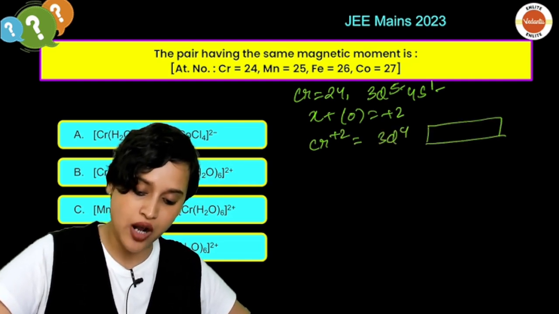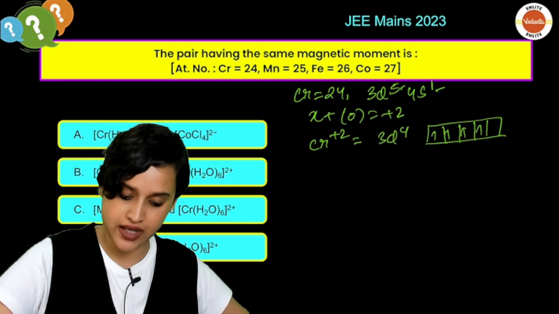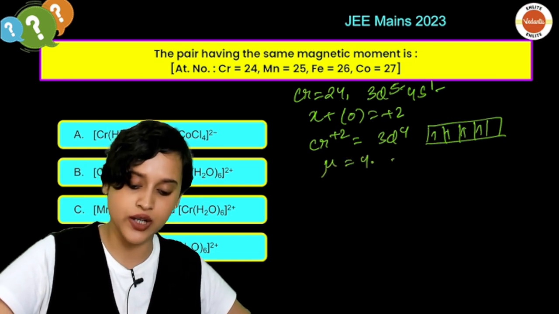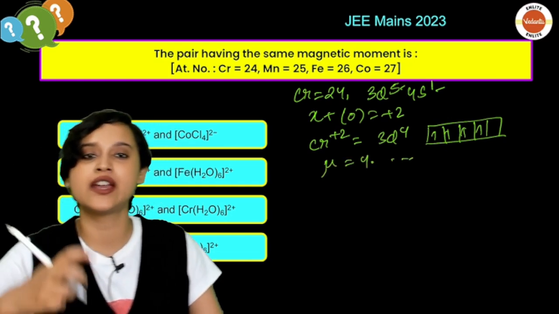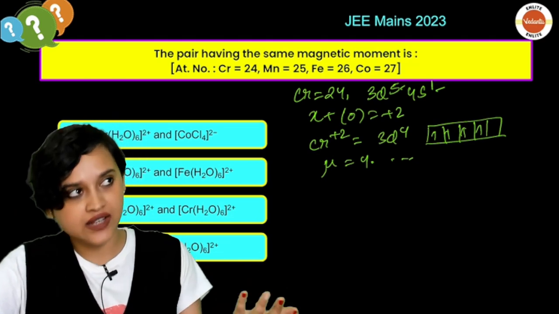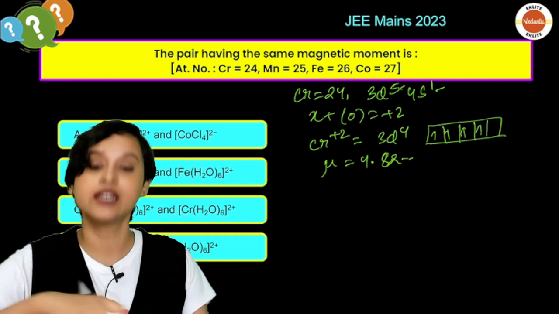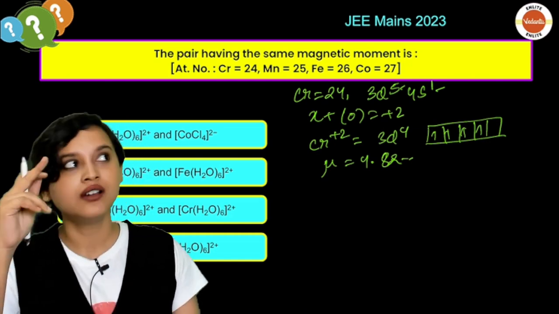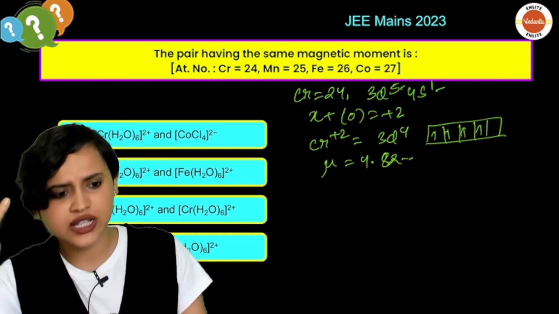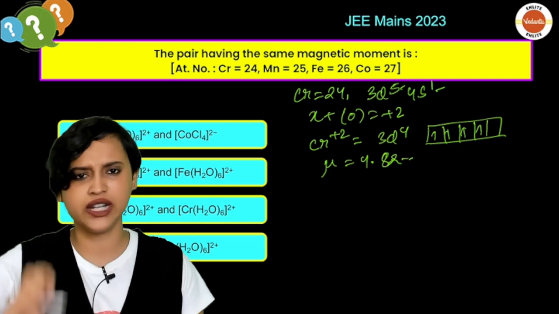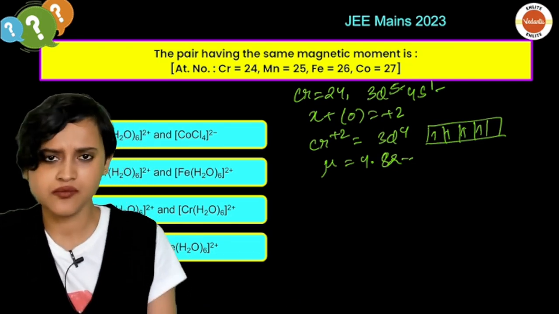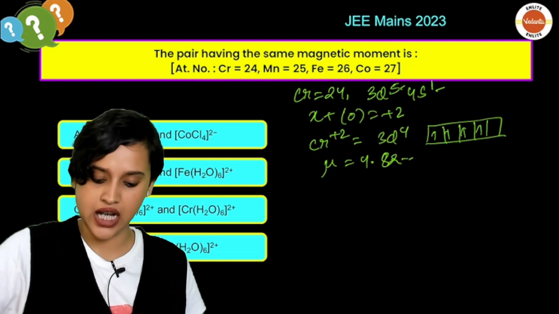For 3d4, how do I make it? 1, 2, 3, 4 and 5. So 1, 2, 3, 4. All unpaired electrons? Yes. So what will be the Bohr magneton? 4 point something: 4.89, 4.75, 4.79, 4.82. Let's just say 4.82. I can calculate it also with the formula square root of n(n+2), using a calculator, but this is what I know. It is something like 4.82. Correct? Okay, great. We understood this.